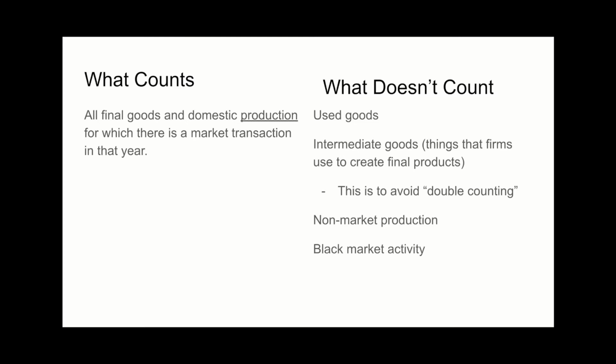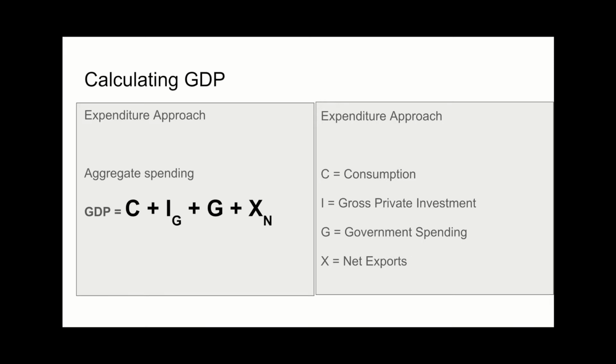Non-market production doesn't count either. If you're like a babysitter that just works for a family down the street and they just give you cash and you're not paying taxes on that, that's not going to count. And then black market activity doesn't count. Things like drug dealers and stuff like that, or like illegal arms sales. That doesn't count.